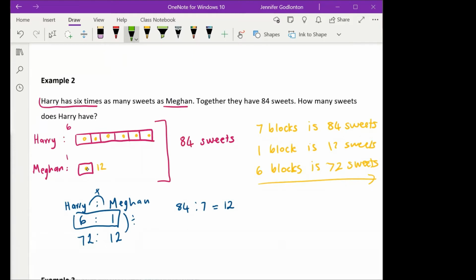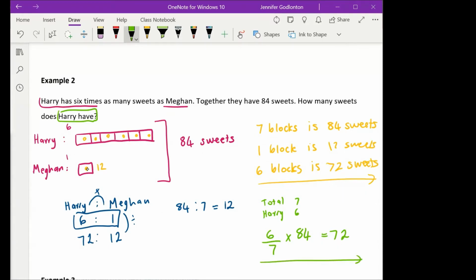So if I want to know how many sweets Harry has, I know in total there are 7, okay, and that Harry has got 6. So I want to know what is 6 over 7 times 84. And that would give me 72.